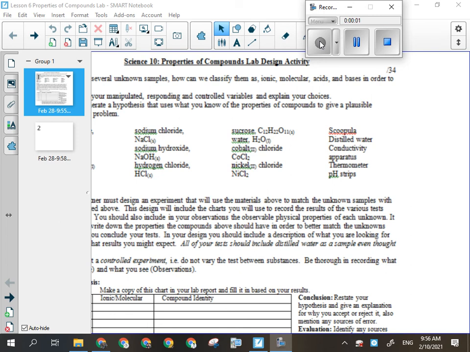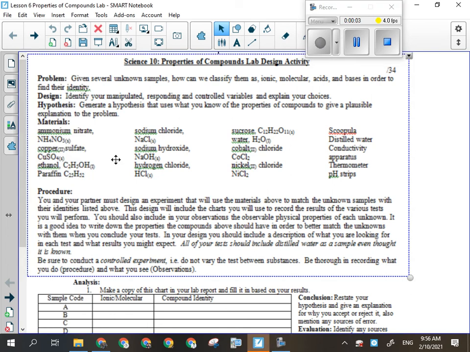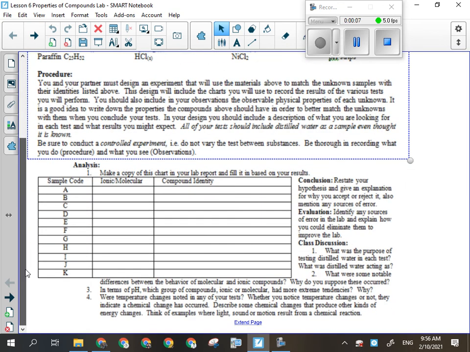Okay, so while you're getting settled back in here, guys, just a couple of things about the rest of it. We did all the pre-lab stuff, obviously, yesterday. But in terms of the analysis, all you have to do is fill in this chart.